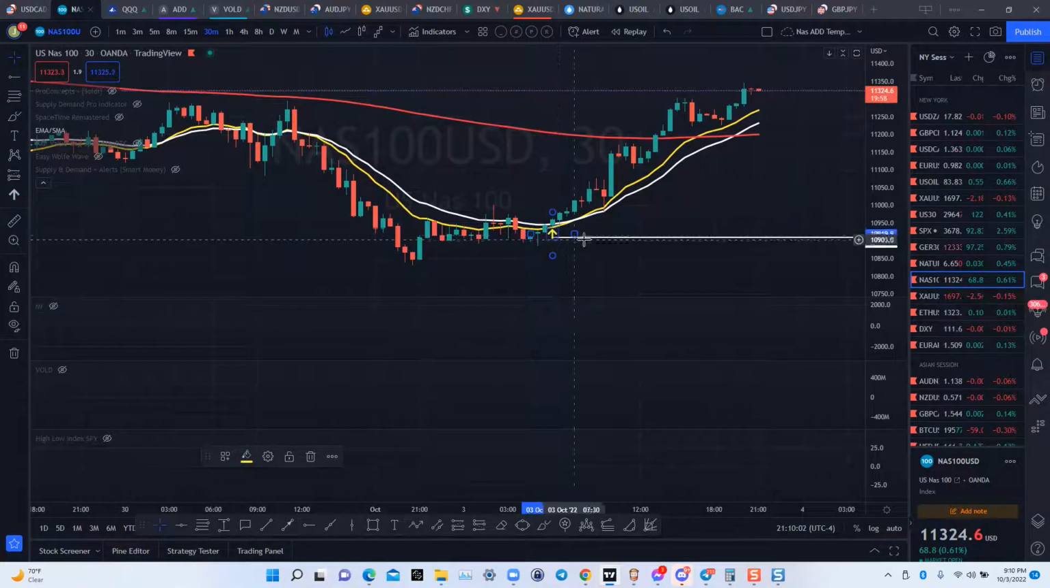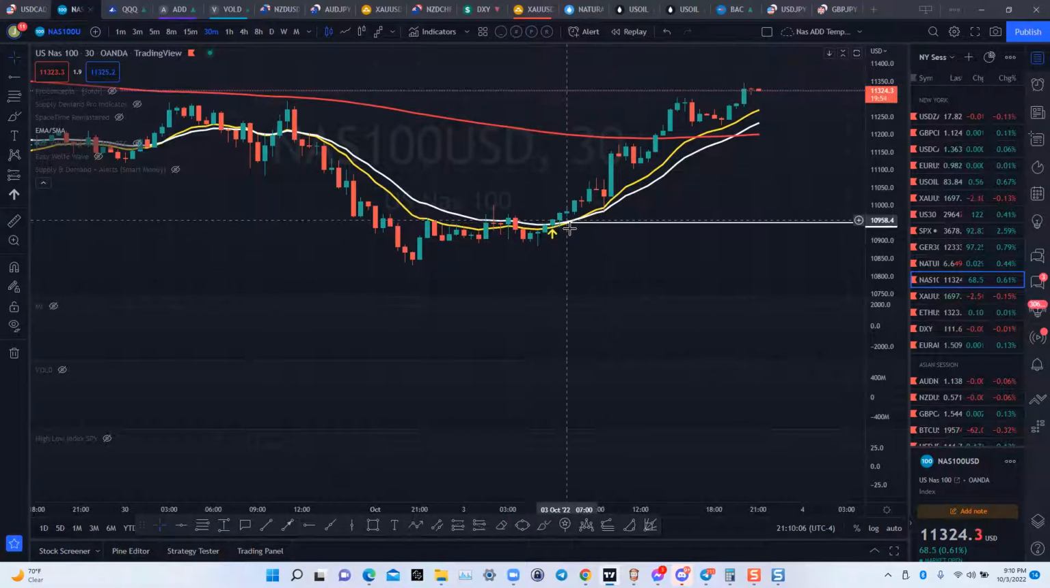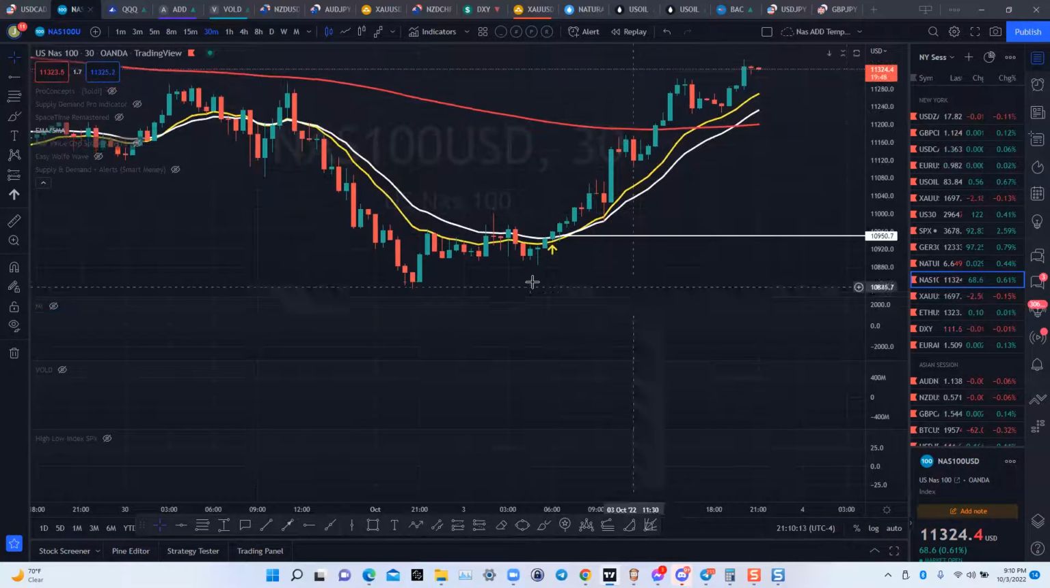This is the one you're looking at right there, right? And you would enter right here. That's just basic price action right there, right? It's easy to see. Anyone see that? That one broke. You can see that. It broke above 10,950, right?